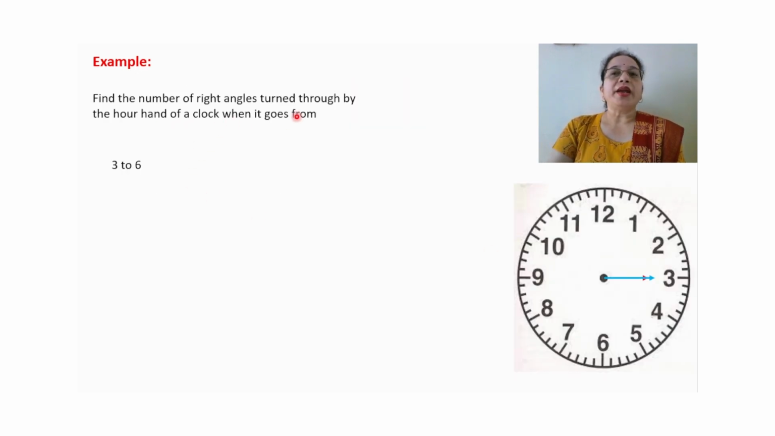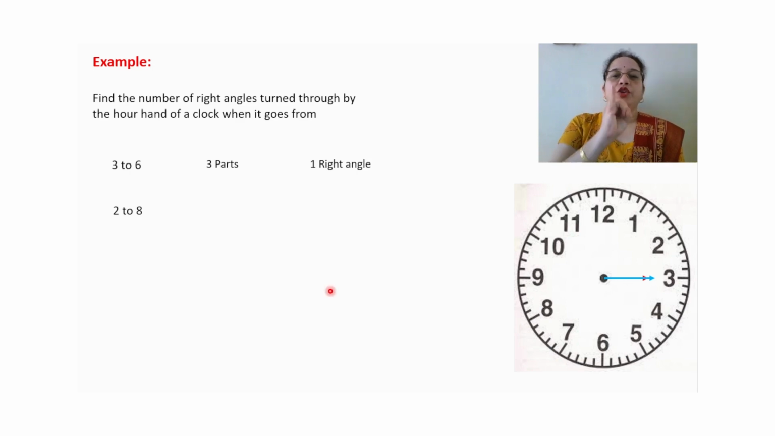Find the number of right angles turned through by the hand of a clock when it goes from 3 to 6. So again, 3 to 6, you can look at this clock, 3 to 6. So how many right angles? One right angle, or the easiest way: 1, 2, 3, 4, 5, 6. 3 parts are there. 3 parts means one right angle.